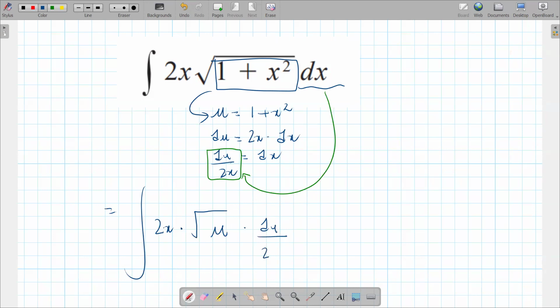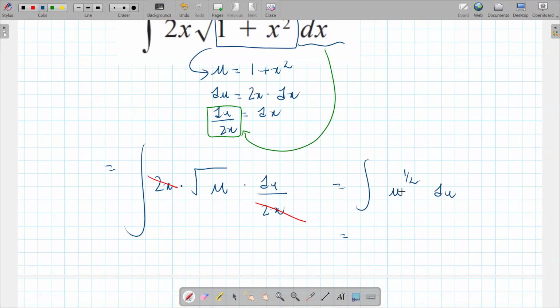du over 2x. Now these constants, you can pull them out, right? Constants, they're very easy to deal with. You can always multiply or divide by any number. But here they just cancel out, so you don't even have to worry about it. Look at this, 2x and 2x cancel out. So now all we're doing is taking the integral of u to the power of 1 over 2 with respect to u. So what is going to be the integral of u to the power 1 over 2?